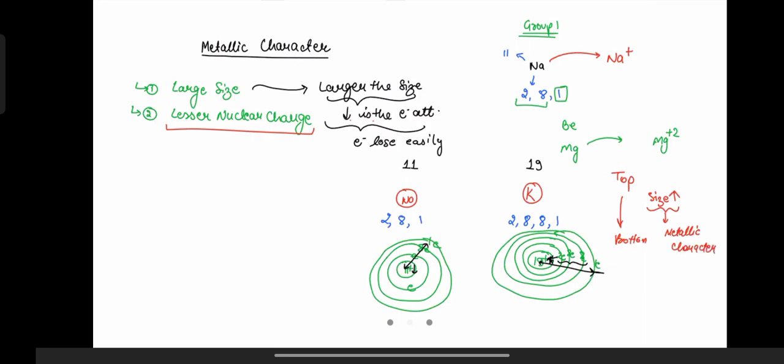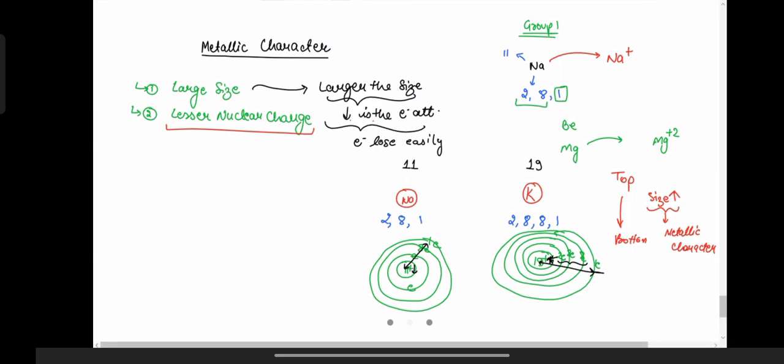Totally, how are we looking at the metallic character of an element? Just by seeing whether it is able to donate the electron fast and easily, or whether it takes more energy. Everything we assume when it comes to the metallic character is on the basis of the donation of the electron. Okay, now let's see the lesser nuclear charge also.